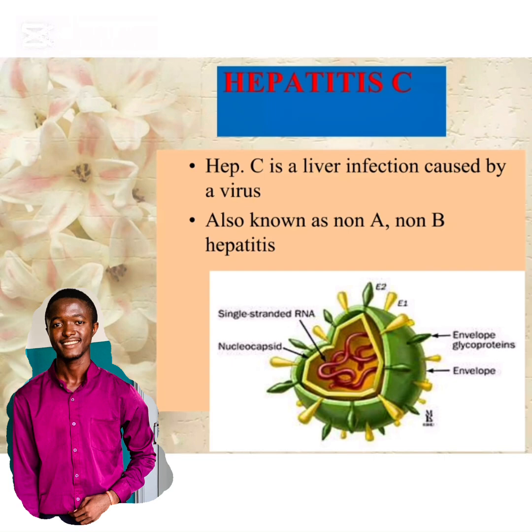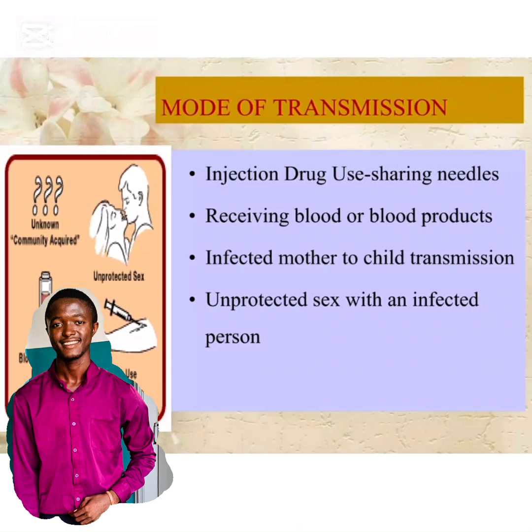Now, for hepatitis C, which is a liver infection caused by a virus, as we all know, it's also known as non-A and non-B hepatitis. That means it has no relation with A, neither with B. As you can see from the structure, this is what a hepatitis C virus looks like, with its nucleocapsid and single-stranded RNA.